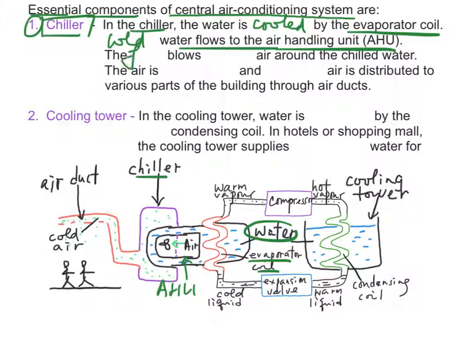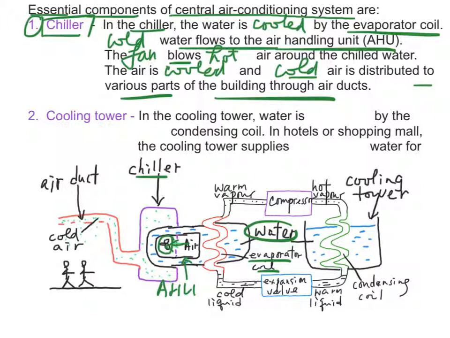The fan will blow hot air around the chilled water, and this hot air is cooled and becomes cold air, and this cold air will be distributed to various parts of the building through the air duct.